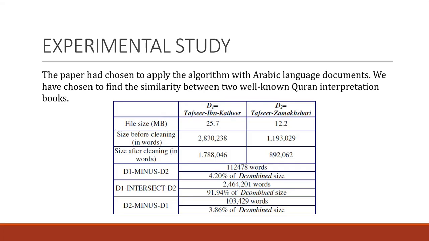Okay, so now I'll talk about the experimental studies that we've done. We've taken three test cases. The paper chosen in the first test case is with Arabic language documents. We chose to find the similarity between two well-known Quran interpretation books, and you can see here that the size before cleaning is about 2,800 to 1,100, and after cleaning, removing all the punctuation marks and so on, it reduces. Then we find d1 minus d2, d1 intersect d2, and d2 minus d1. You can see the percentages here.